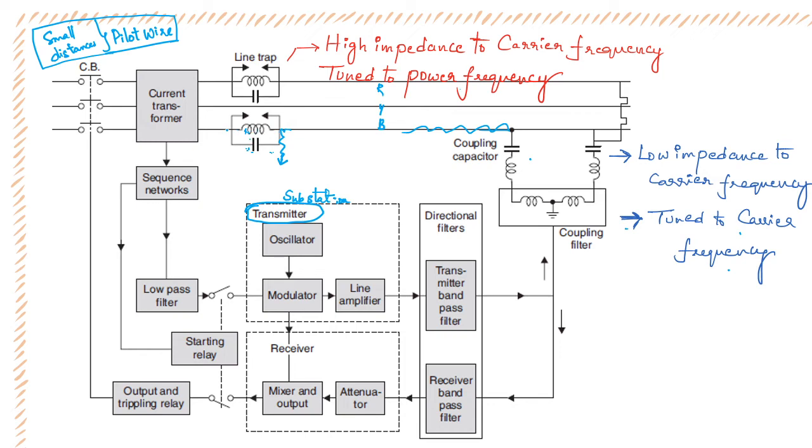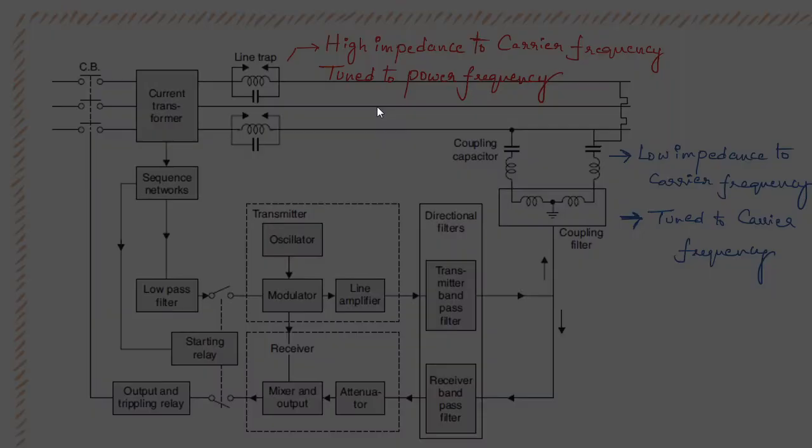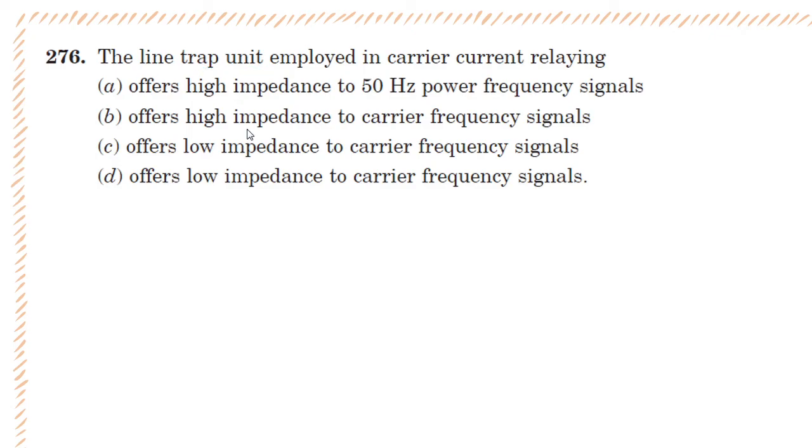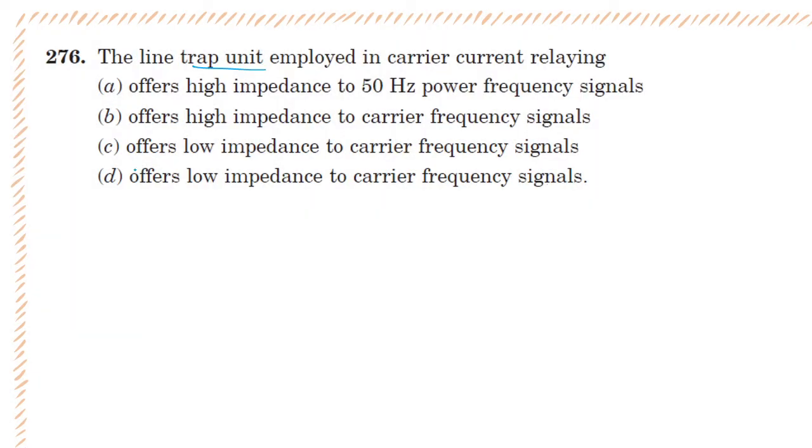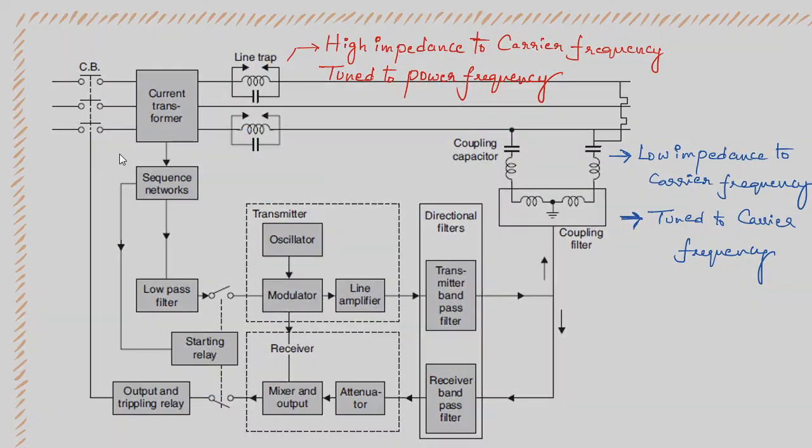They will allow only the power frequency, which is 50 hertz, to pass through them, to the current transformer or somewhere like that. From there you can go for the circuit breaker operating like that. That is what basically happens in the case of a carrier signal. Now, what are we offering? We are offering the trap units. These are the trap units, and they are trapping these carrier signals. So they offer high impedance to carrier frequency signals. Option B is the correct answer.